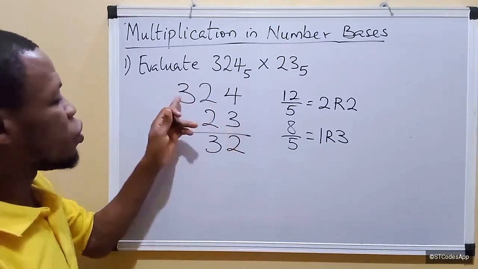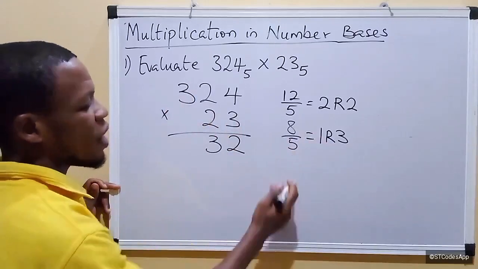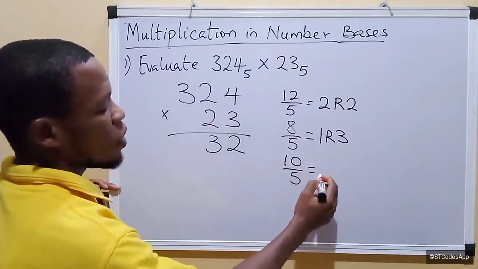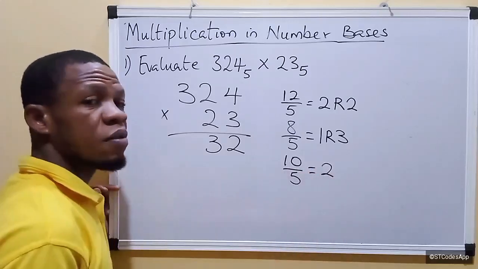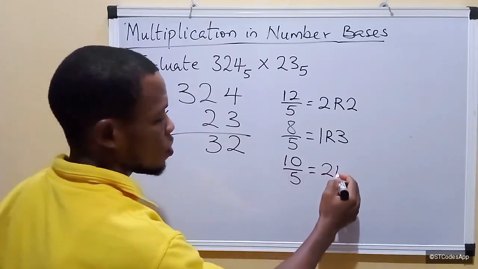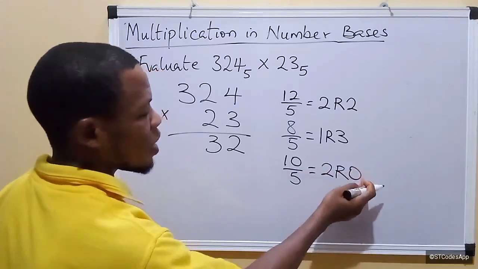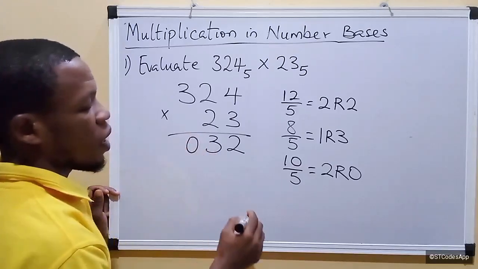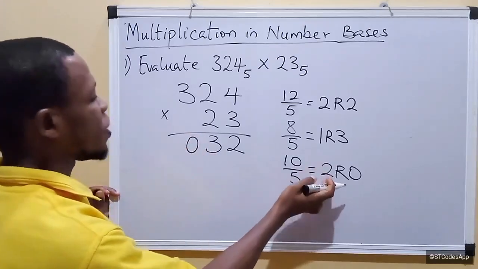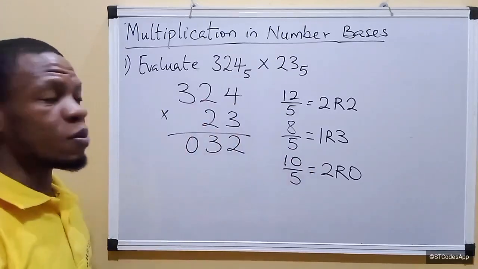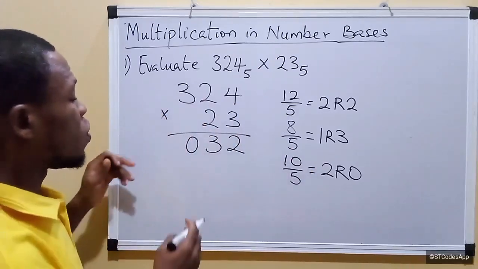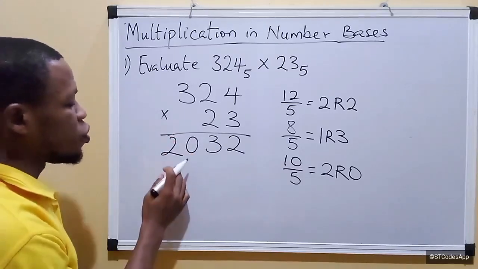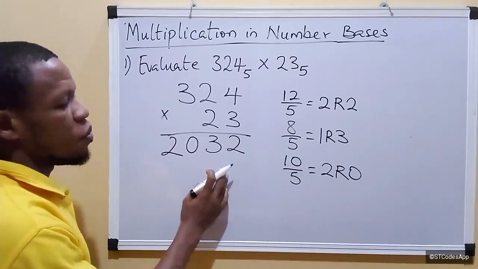Then we have 3 times 3, 9, plus the 1 that was left here, that gives us 10. Now 10 divided by the base 5, we have 2, and since nothing is left, we have remainder 0. Now we write down our remainder, which is 0, and then 2 is meant to be carried over for the next multiplication, but since there's no other digit left here, we simply put it down in the next place value. So we have 2032, but we are not done.